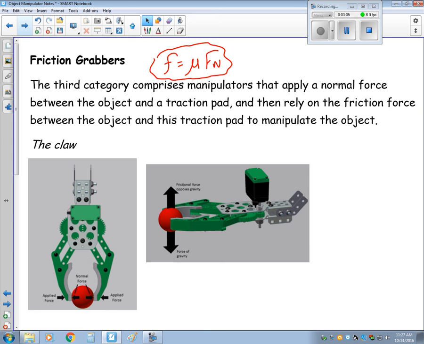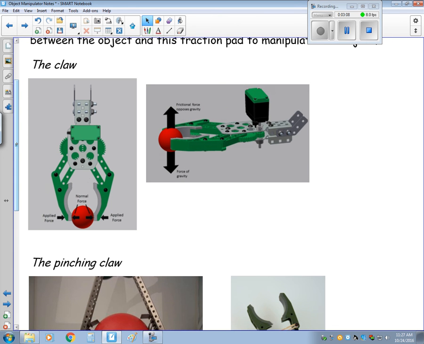So if I were to take a look at a claw design, when this claw pinches on an object, it pushes in on the object. So then the normal force goes against that. If I take a look at another part of it, we got the force due to gravity pulling down on this object, so the static friction points up. And then again, we have our normal force in here.